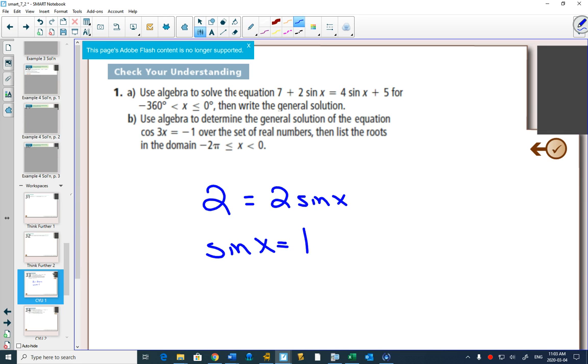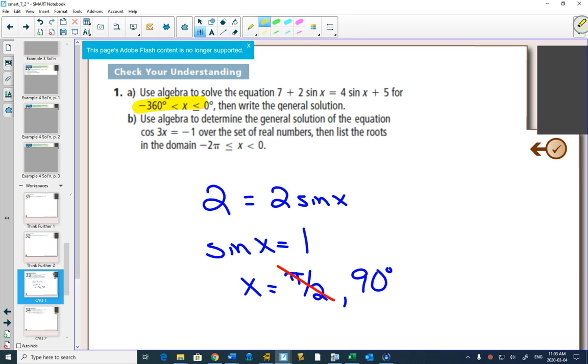Is that on your unit circle? Yes. When is sine x equal to 1? Pi over 2. It's a y-coordinate, pi over 2. So we write pi over 2 because that's where our brain is going, and then we look at the question: are we in radians or degrees? Oh, degrees. So we shouldn't have pi over 2. What should we have instead of pi over 2? 90 degrees. Perfect.